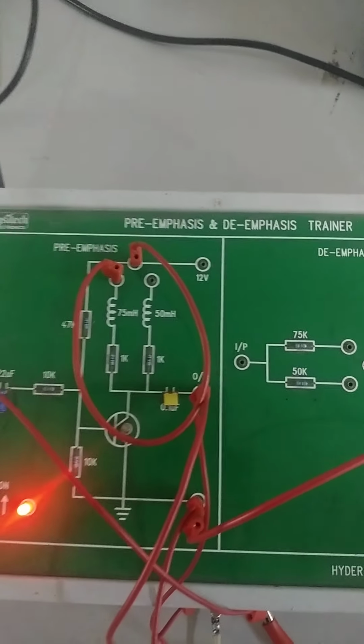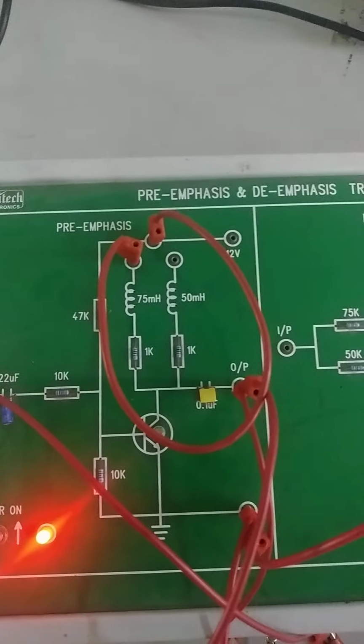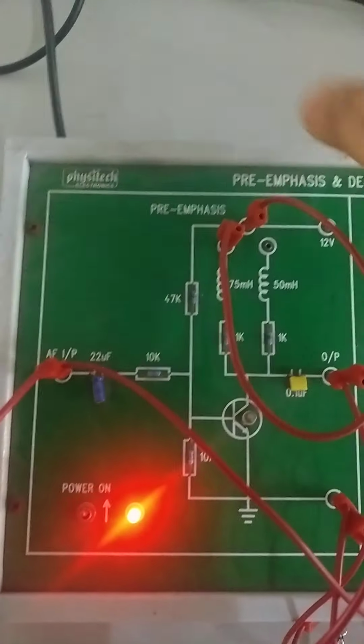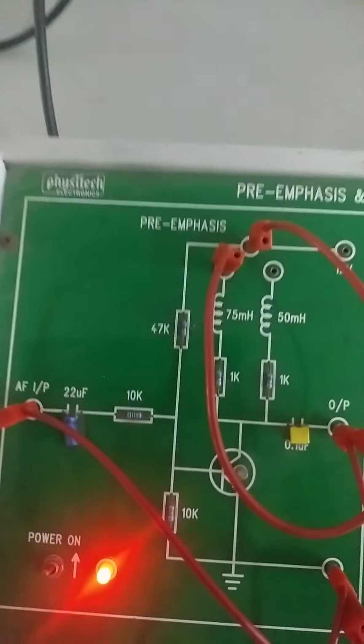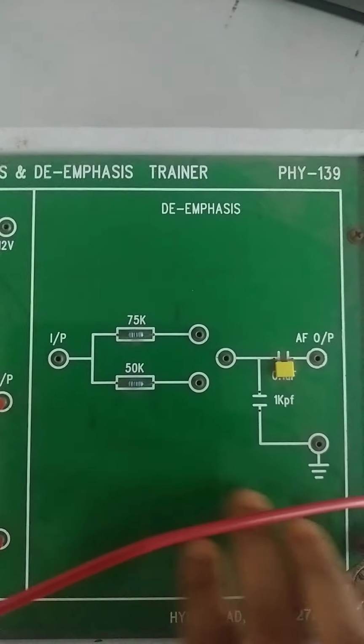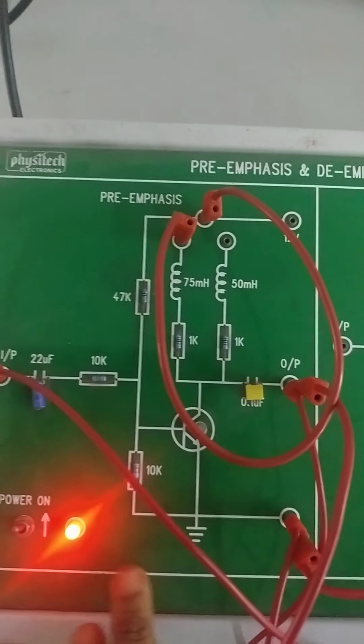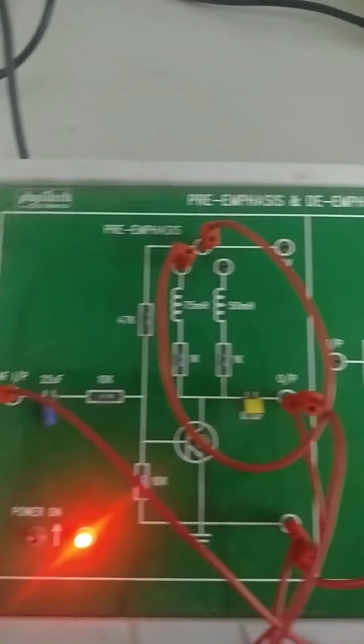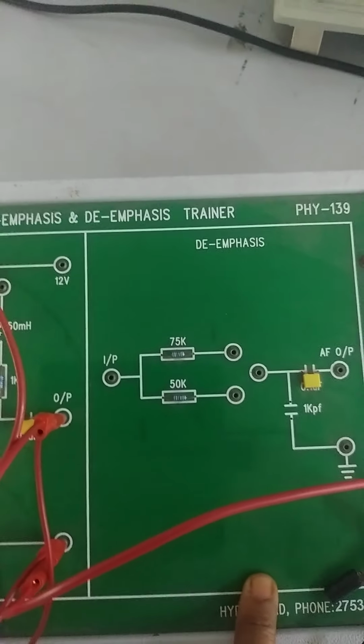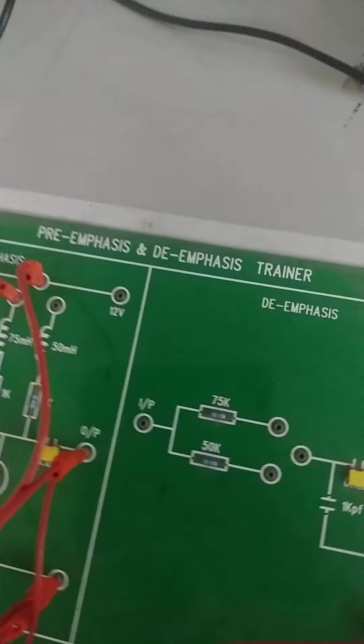Okay. So first of all, if you see the circuit diagram, on the left side in the kit we have a preemphasis circuit and on the right side we have a deemphasis circuit. First we will see the preemphasis circuit, how we are going to perform it and what output waveforms we will see. Then we will look into the deemphasis circuit.